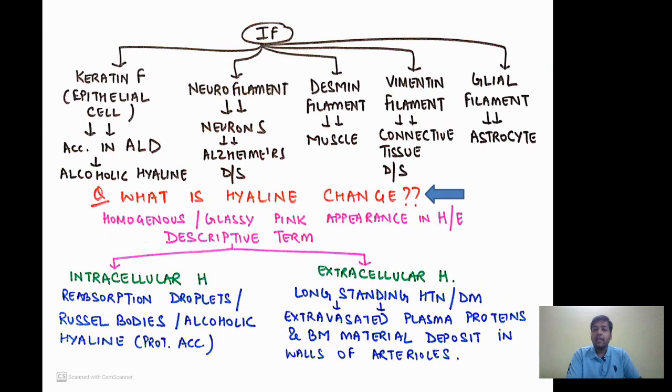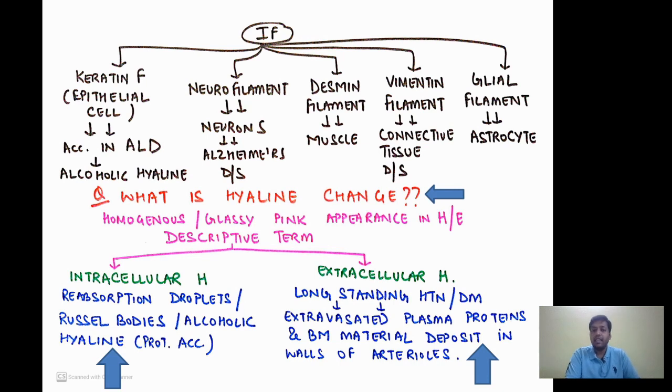Now what is hyaline change? The homogeneous glassy pink appearance under the microscope in H&E staining is called a hyaline change. It is not a disease, it is just a descriptive term. We can have intracellular hyaline, and we can have extracellular hyaline. The examples of intracellular hyaline we have already seen, like the reabsorption droplets, Russell bodies, and alcoholic hyalines, and the extracellular hyalines we can see in long-standing hypertension or diabetes mellitus, wherein we see hyaline arteriosclerosis.